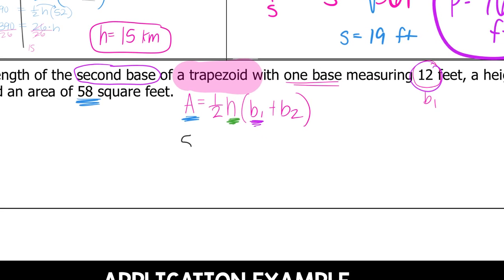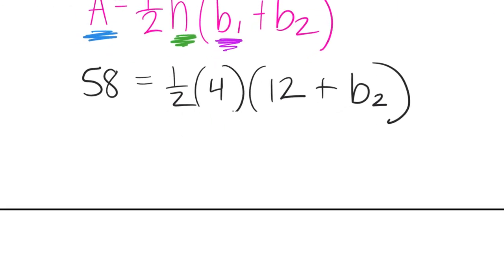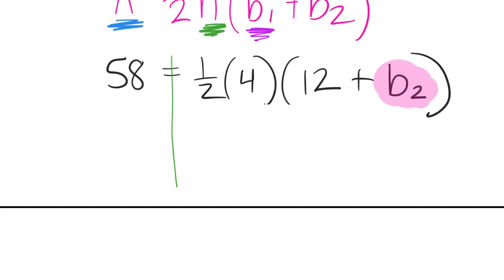So we have 58 equals 1/2 of the height, which was 4, times base 1, which is 12, plus we do not have base 2. So I'm just going to leave that as B2. So here's our setup, and we're trying to solve for B2. Solving this one is a little different than our other trapezoid problem. So let's go ahead and try to simplify some of this.